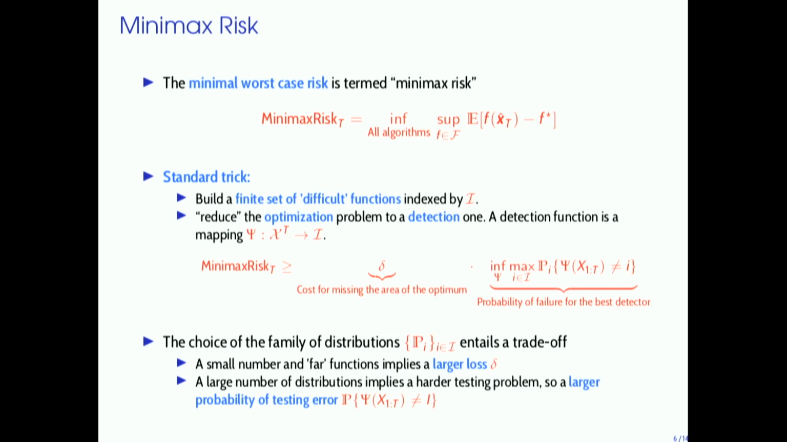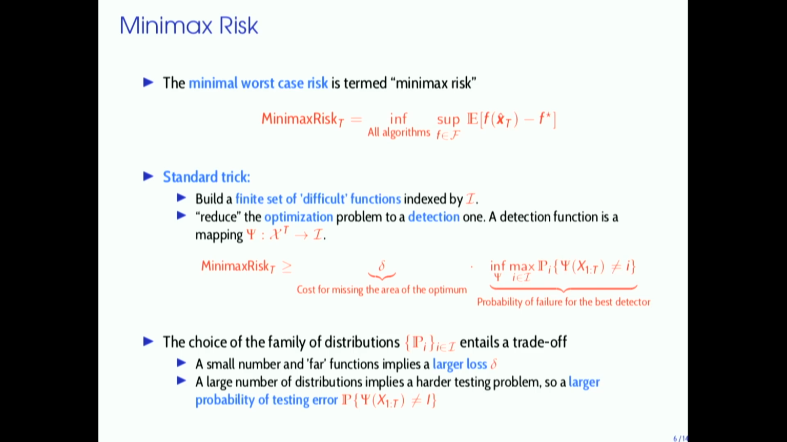To do this, we need to take care of a delicate trade-off between two aspects. First, we need to consider functions that are far enough apart so that if we miss the detection, we incur a large loss. From the other side, we need functions that are close enough to make the detection problem difficult, so that the probability of failure is large enough.